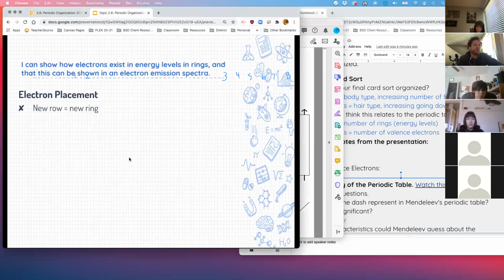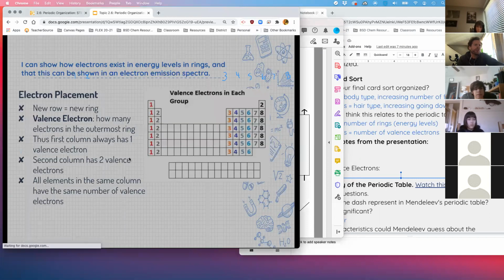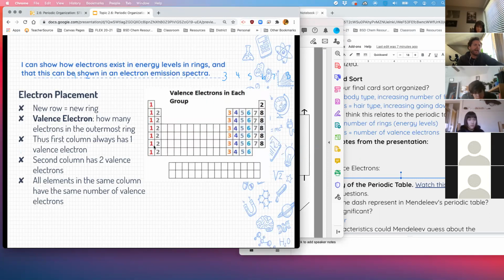So what you'll get here is this concept that everything in this first column has 1 valence electron. The first column has 1, and then across the top 1, 2, 3, 4, 5, 6, 7, 8. And we're skipping all of these and we're skipping all of these. And this one right here has 2. Why does this one have 2?